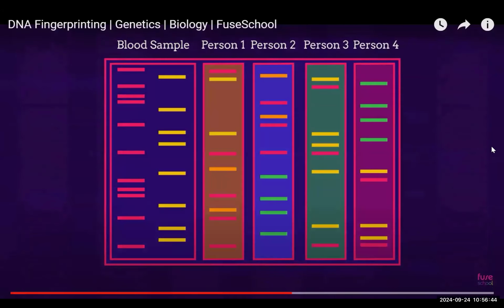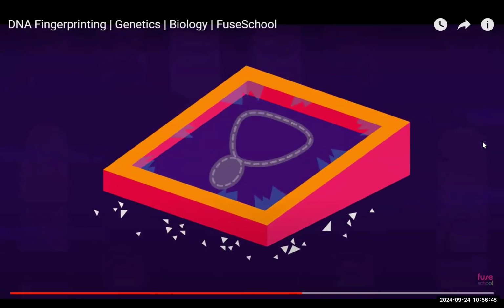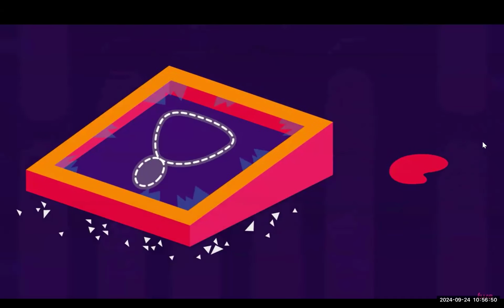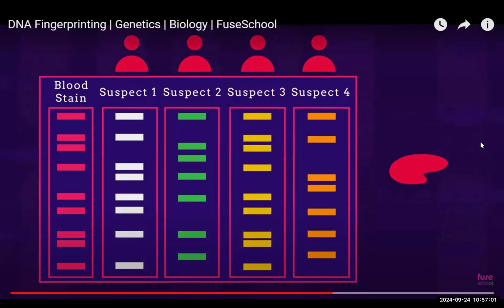So let's have a go at using DNA profiles to solve some mysteries. An item was stolen in a burglary. A drop of blood was left behind by the thief. Samples of DNA were taken from 4 suspects and compared to the sample left at the crime scene. Which suspect is guilty? Here's a clue. Look for the one that is most similar to the one from the crime scene.